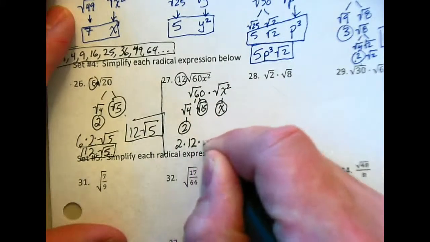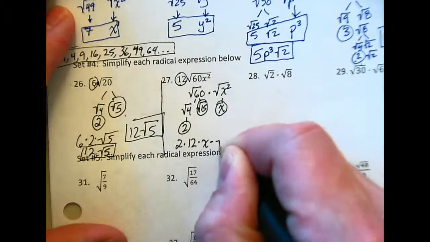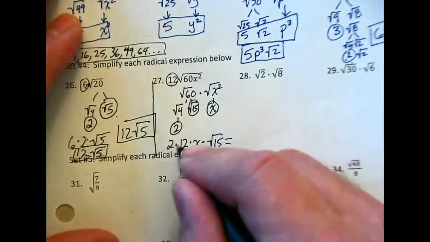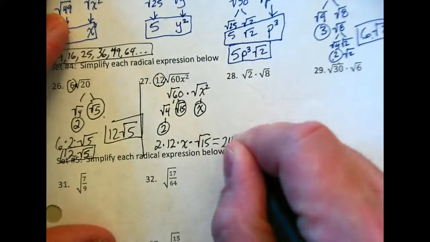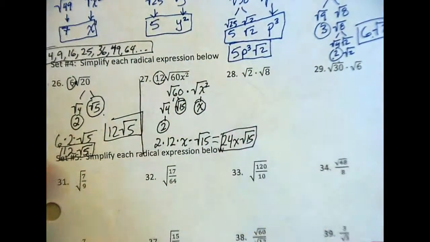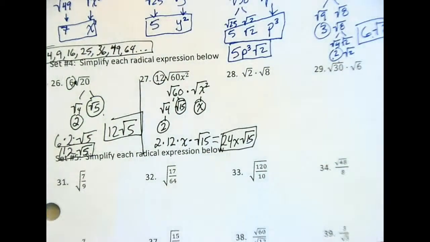So our circles: 2 times 12 times x times root 15. So we always put the root at the end, the house, if you think of it that way. That gives me 24x root 15. How many got it? Well done. Any questions?